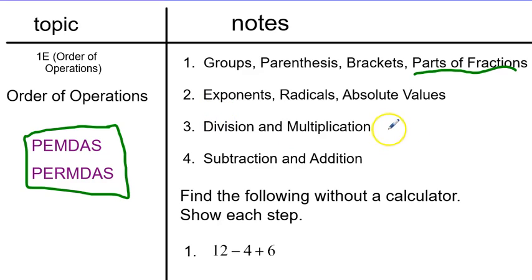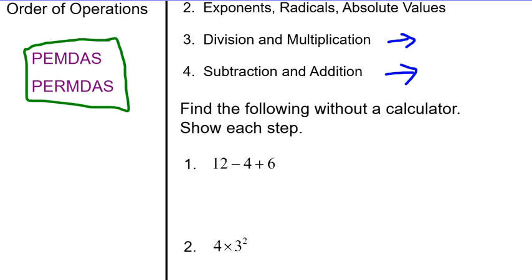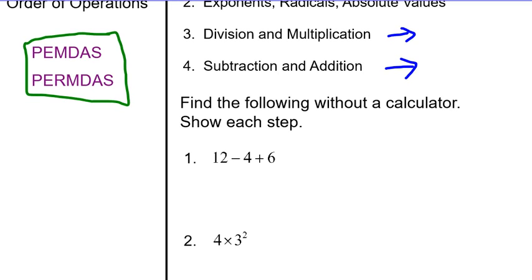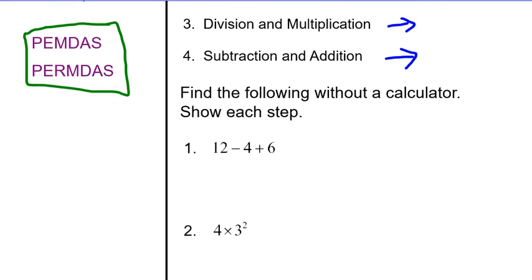Division and multiplication go in order from left to right. So does subtraction and addition. It doesn't go division, then multiplication, or multiplication, then division. It's left to right. So, for our examples, find the following without a calculator. Do your best to not use a calculator. You should be able to do a majority of these without using a calculator.